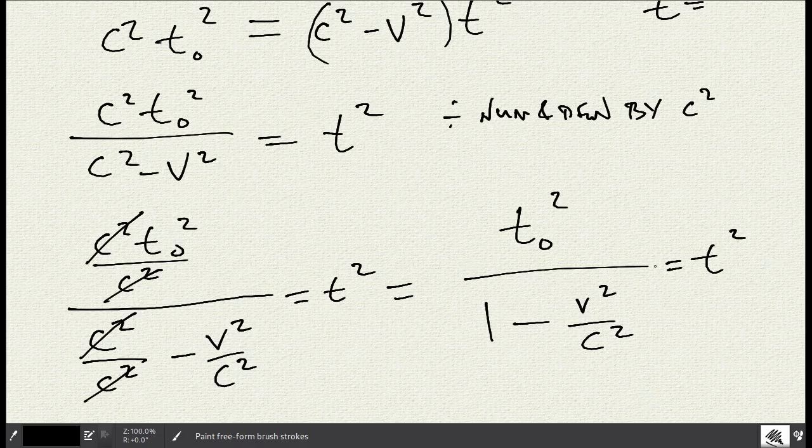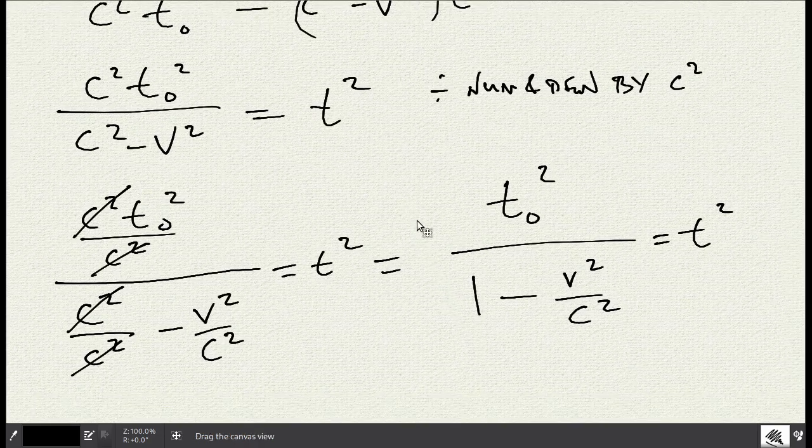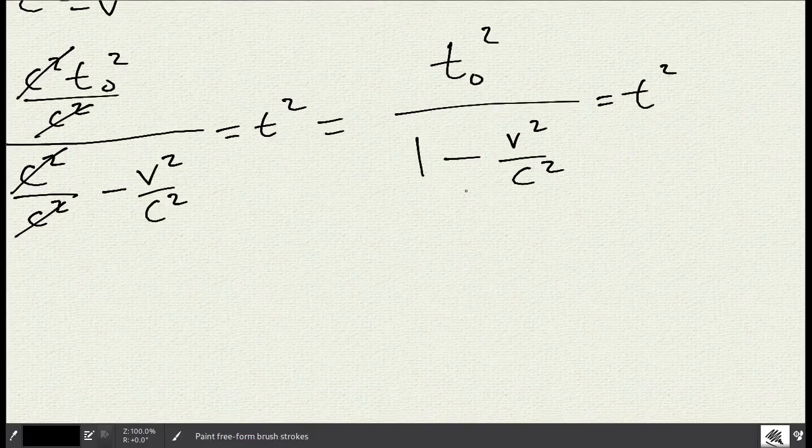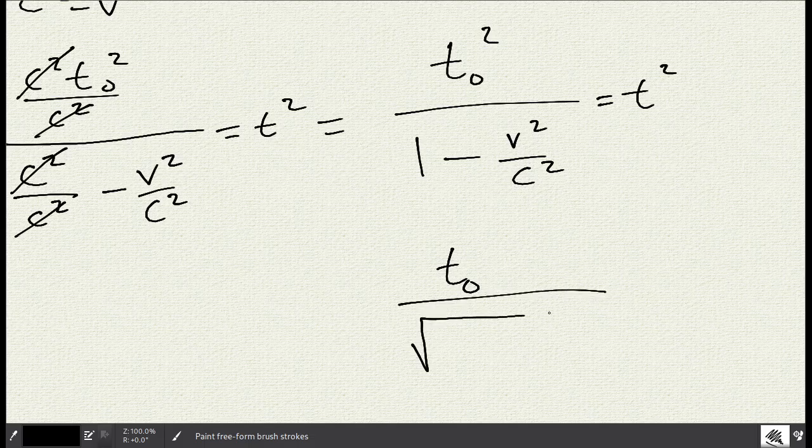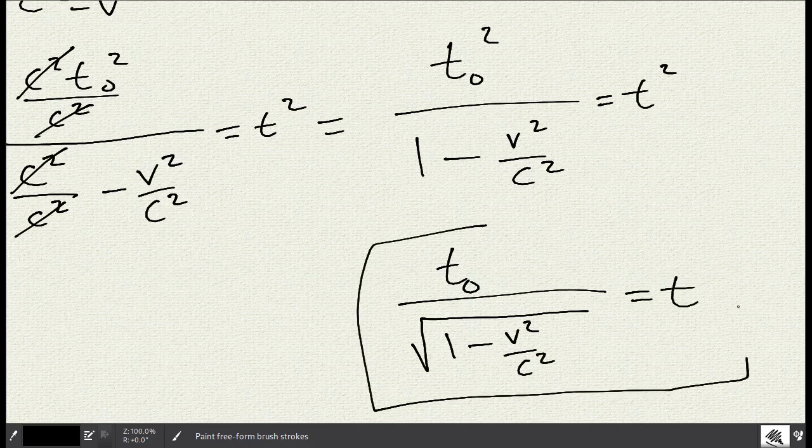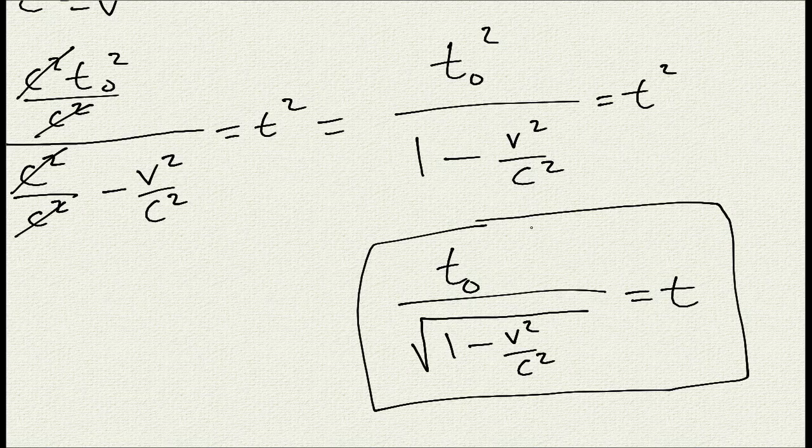Now I'm going to take the square root of both sides. If I take the square root of the right-hand side and the left-hand side, I get t naught, because if you take the square root of t naught squared, you're just left with t naught. Then you take the square root of the denominator, and that's equal to t. And there is my equation for time dilation. That's the first equation I wrote, and that's the derivation of it. Now, I'm not going to ask you to be able to derive it, but I am going to ask you to be able to memorize that equation.